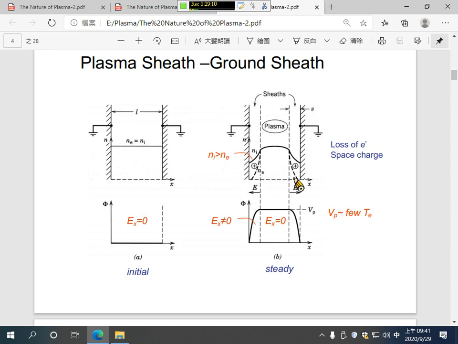So the potential will look like this. The potential difference between the plasma and the ground metal plate equals Vp. P is plasma, so this potential is named plasma potential. If we look at the space far away from the metal plate, the plasma potential is still uniform.